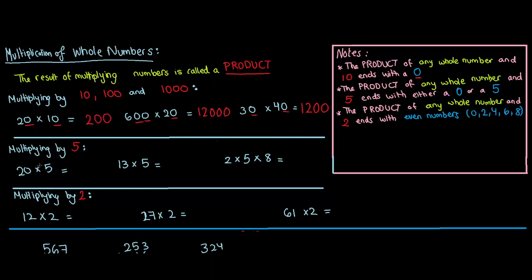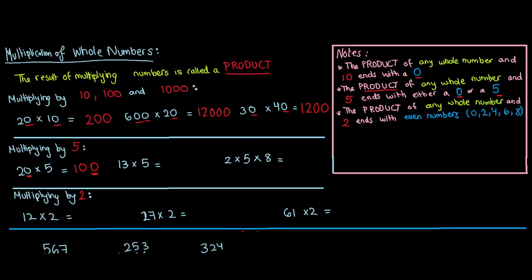When we are multiplying by 5, we expect the product, which is the result, to either end with a 0 or a 5. Let's have an example here. 20 times 5. In this example, we've got 1 zero, so we put the 0 down. And then 2 times 5, that is 10. So the answer is 100, and the multiplication by 5 provided us with a product that has a 0 in its ending.